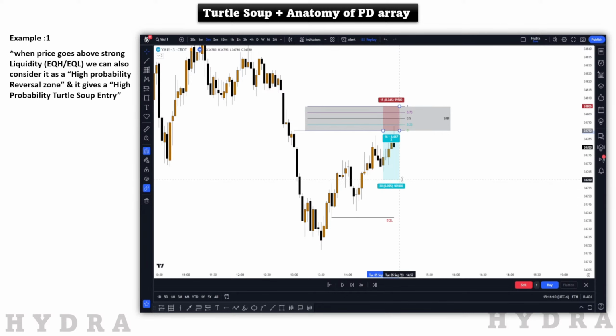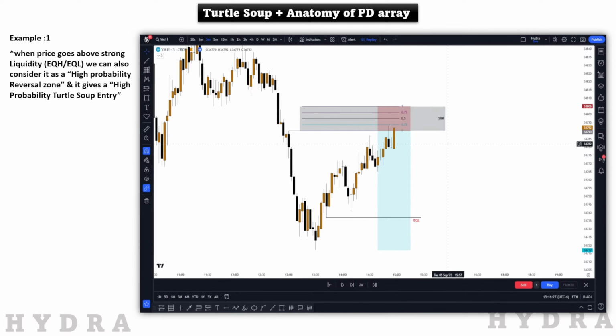And as you guys can see, 2R is very near from here. So I'm going to target the swing low right here, and as we have a relative equal low right here, I will take a partial if I was in this trade. Now let's see if this trade is panning out or not.